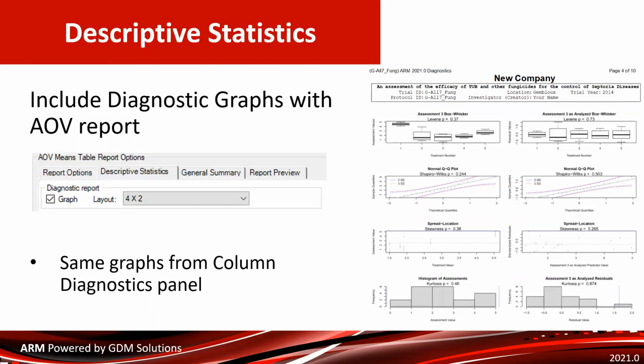Another idea here, bringing that information from the column diagnostics onto the report. We added an option to include those diagnostic graphs. Again, it's the exact same graphs that are generated on the column diagnostics. Now you have an option to include those in your report printout if you'd like.